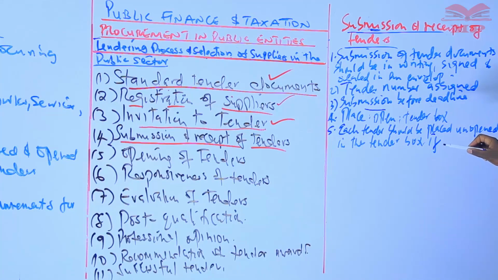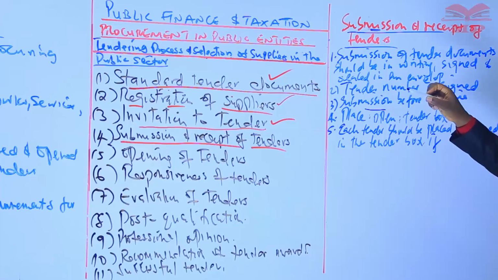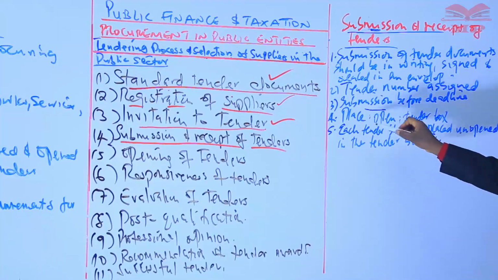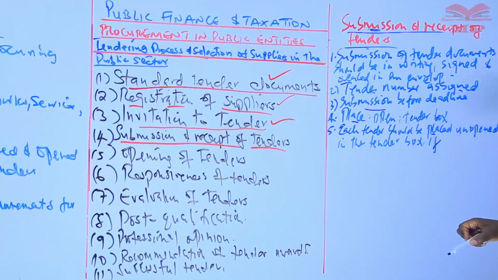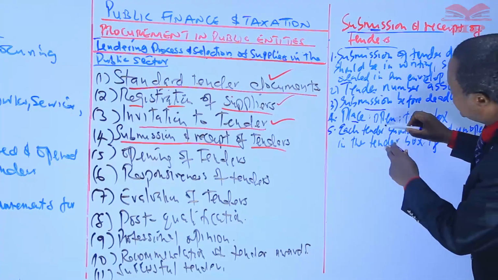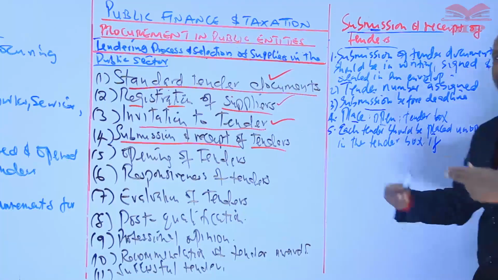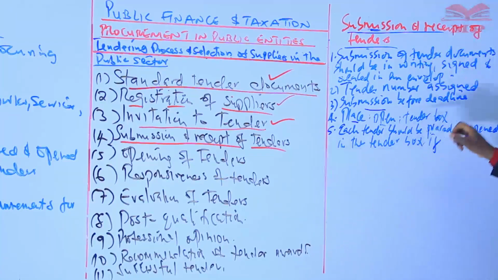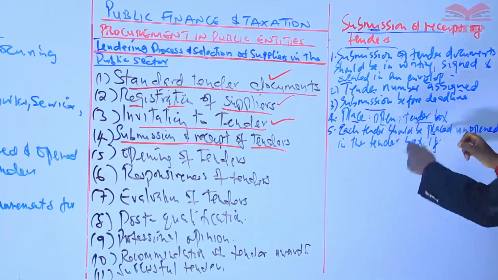All right? The procuring entity, we've said in point number 4, should state the place where the tenders are to be submitted. That place should be open and accessible. And in that place, there ought to be a tender box. Are you seeing the process? There ought to be a tender box.